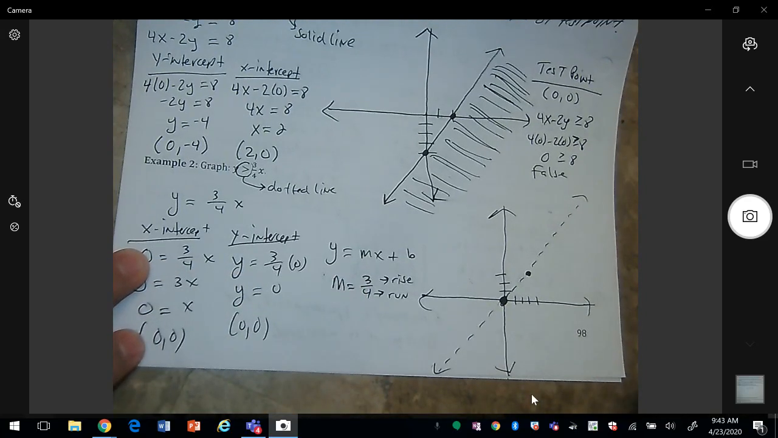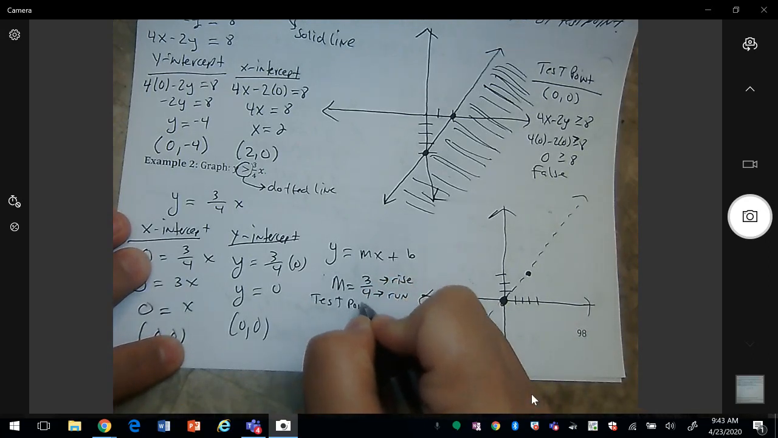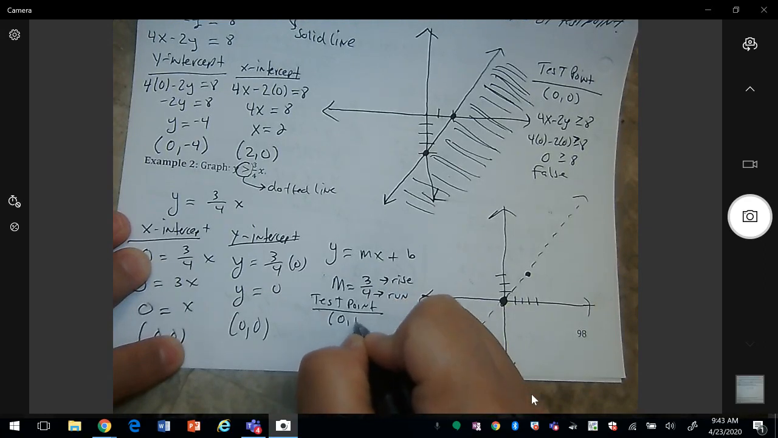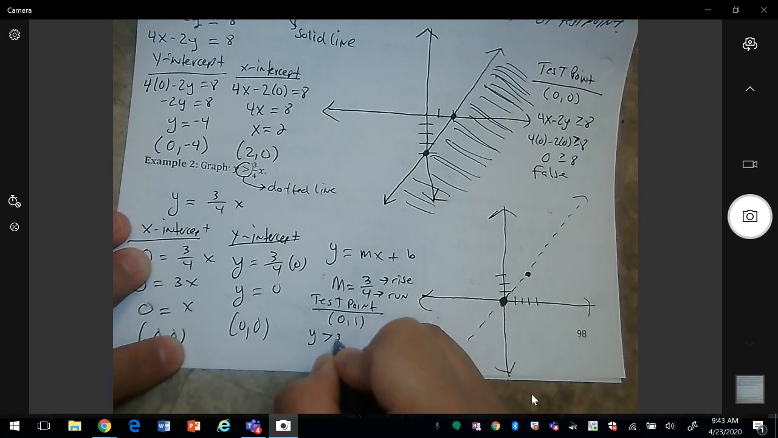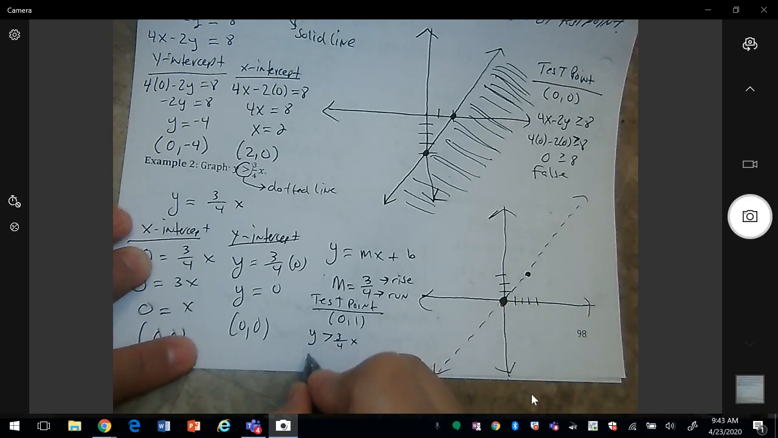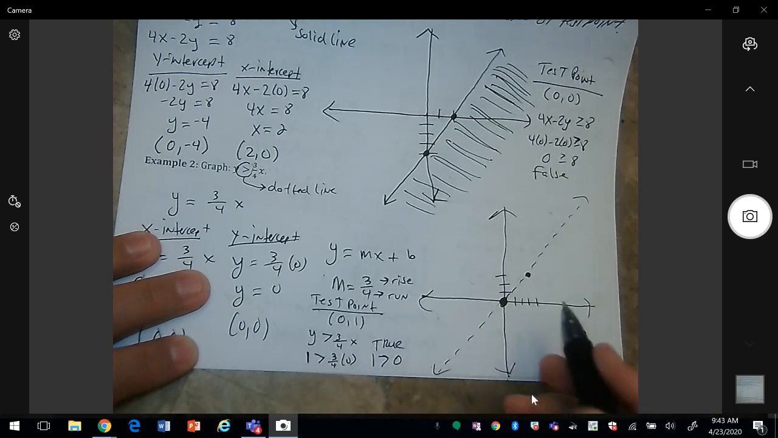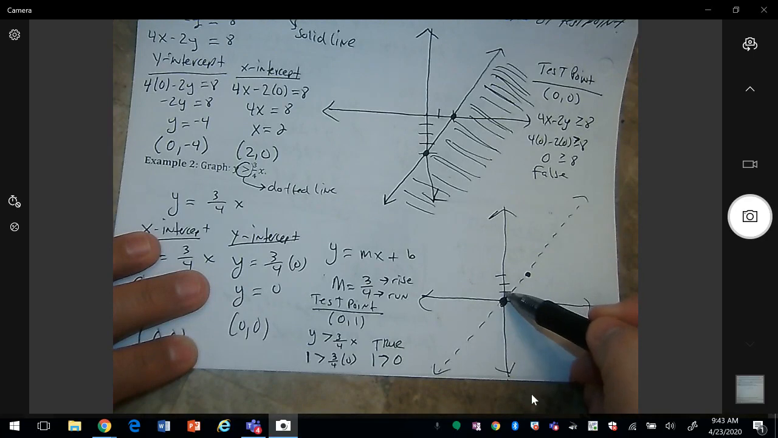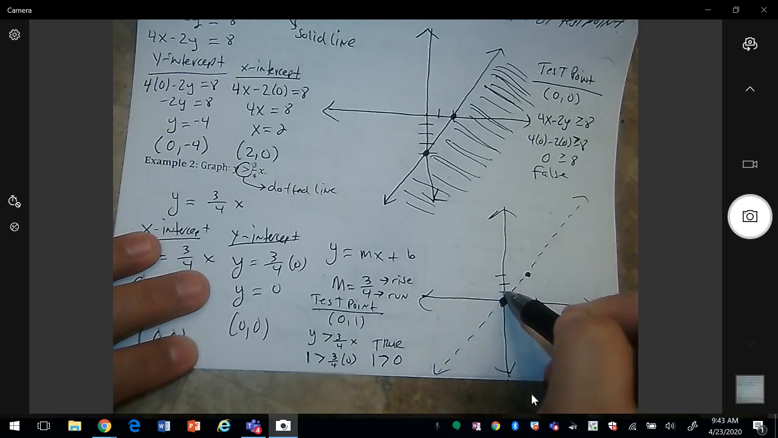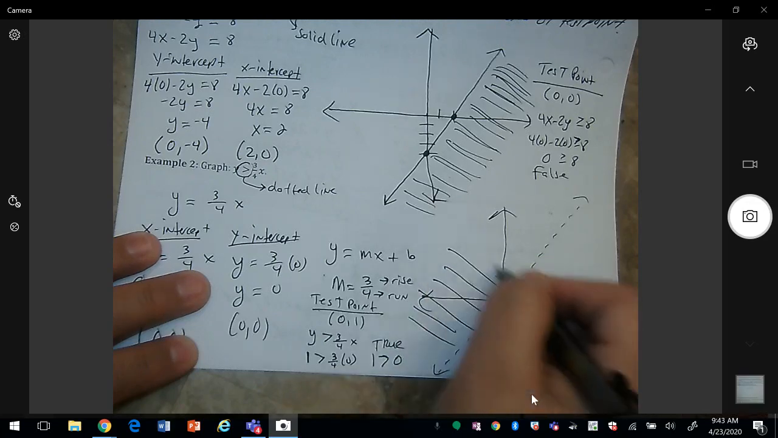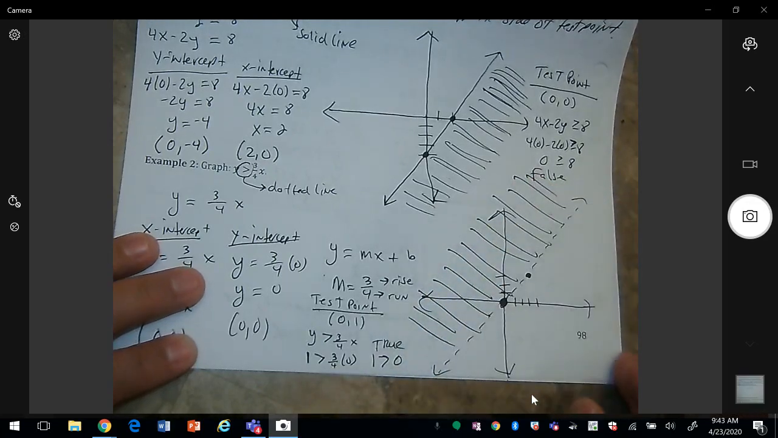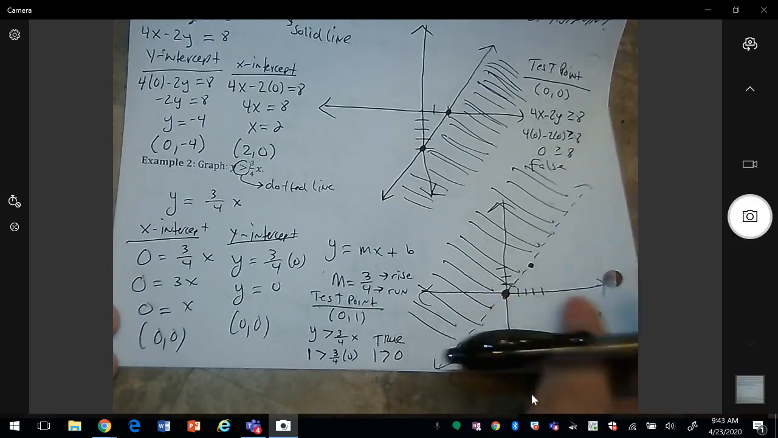And I need a test point. However, my 0, 0 test point is not available. So I need to pick something else. I'm going to choose 0, 1. So here, y is 1, which is greater than 3/4 times 0. And so 1 is greater than 0. That is a true statement. So my 0, 1 point is right here. And it is true, so I'm going to shade on top. Okay, so let's go to the next page.